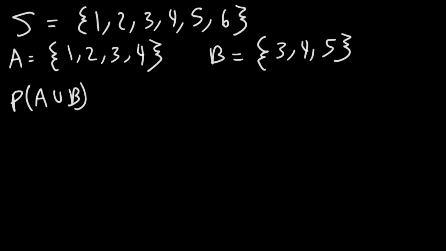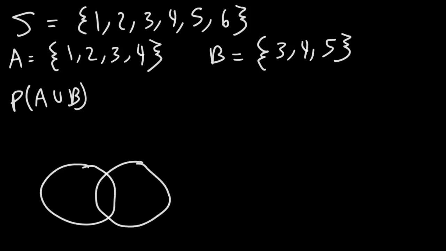By the way, are these events mutually exclusive? We could see that they're not, because they share the outcomes 3 and 4. So let's represent this with a Venn diagram. Because they're not mutually exclusive, we need to draw it this way. This is going to be A, and this is going to be B. Now, A and B have the numbers 3 and 4 in common, so we're going to put that in the middle. A also has 1 and 2, B has 5.